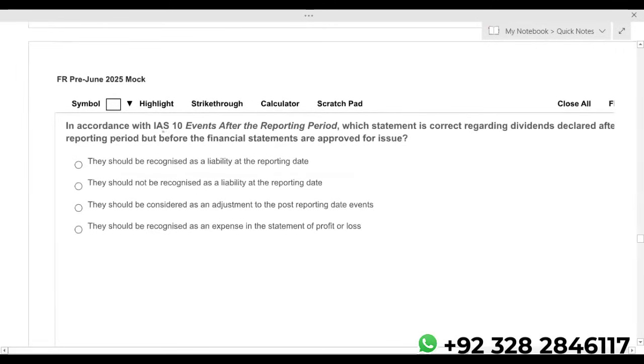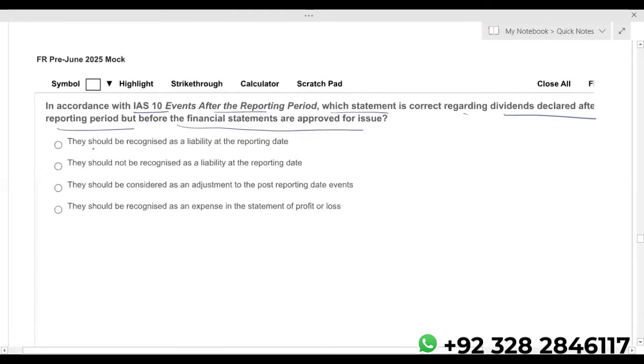Okay. In accordance with IAS 10 Events after the Reporting Period, which statement is correct regarding dividend declared after reporting? Dividend declared after reporting is just a non-adjusting event. You have to disclose it only before the financial statements are approved. Option A says this should be recognized as a liability at the reporting date. False. It's a non-adjusting event. You have to just disclose.